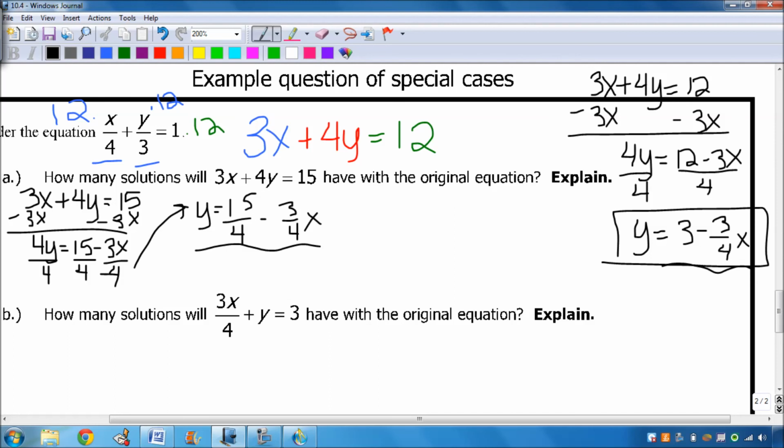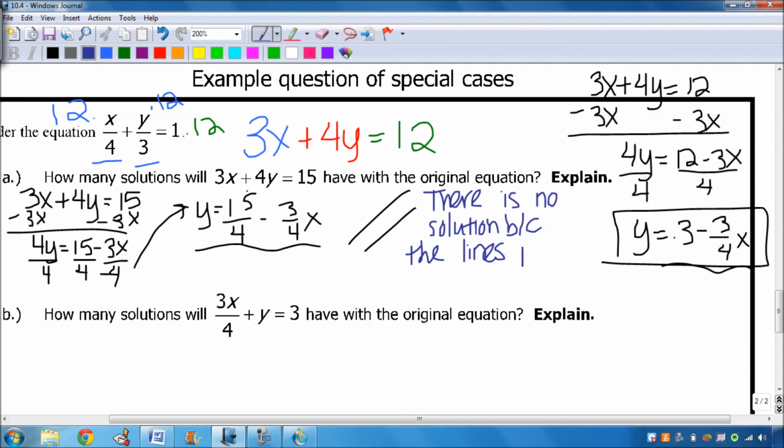So they have the same slope, but the y-intercepts are different, which means that when I graph them out, they're going to be parallel. If the lines are parallel, then they'll never intersect. So we're going to say that there is no solution because the lines are parallel. And the way that we know that the lines are parallel is because they have the same slope but different y-intercepts. Okay?